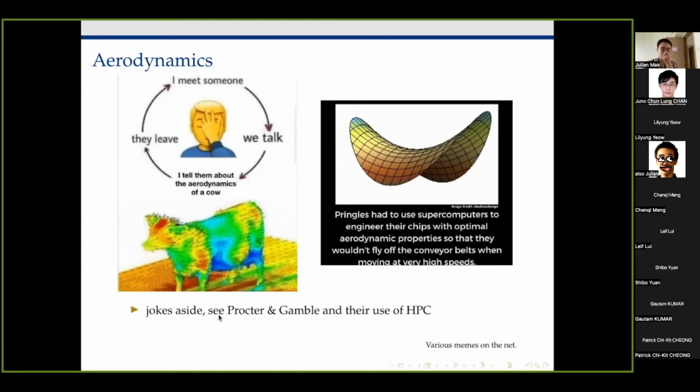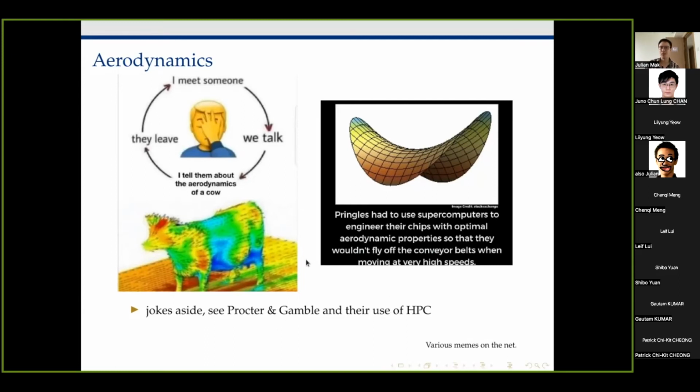Procter & Gamble is the parent company of Pringles. They are one of the very few multinational companies that are very open about how they use high-performance computing. So you can actually look in there. There's another example, which is to do with coffee beans, which I thought is quite interesting.